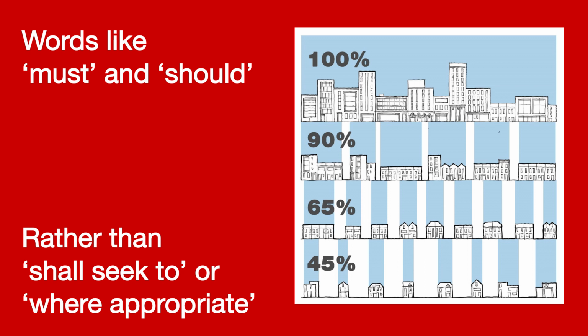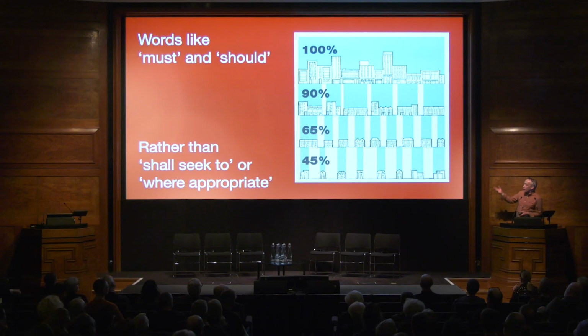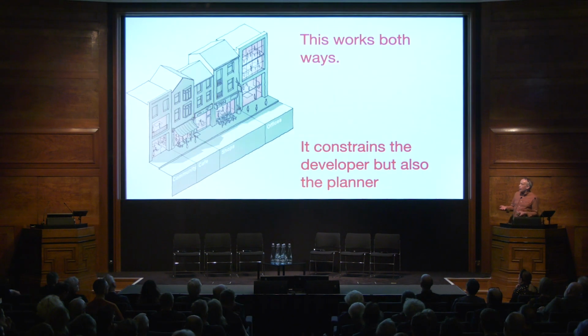So it says words like must and should, and it doesn't say things like shall seek to or where appropriate, or as Rob was just telling me earlier, when people put in must but then say must consider. No, that doesn't cut it. You have to be definitive, you have to say quite clearly what it is you mean, and it has to be measurable by percentages of figures and so on and so forth.